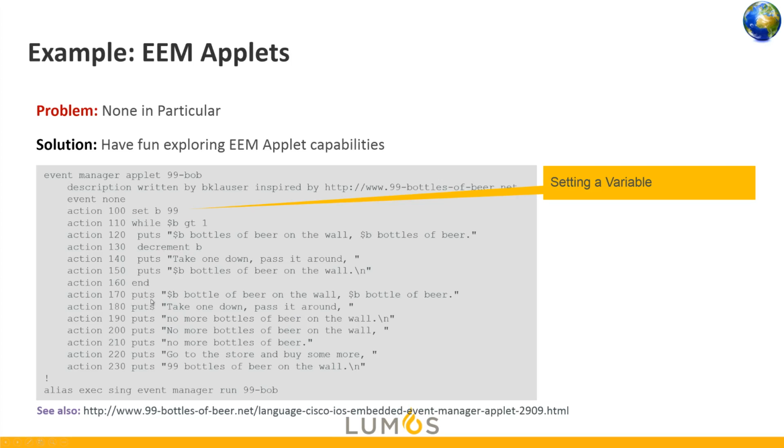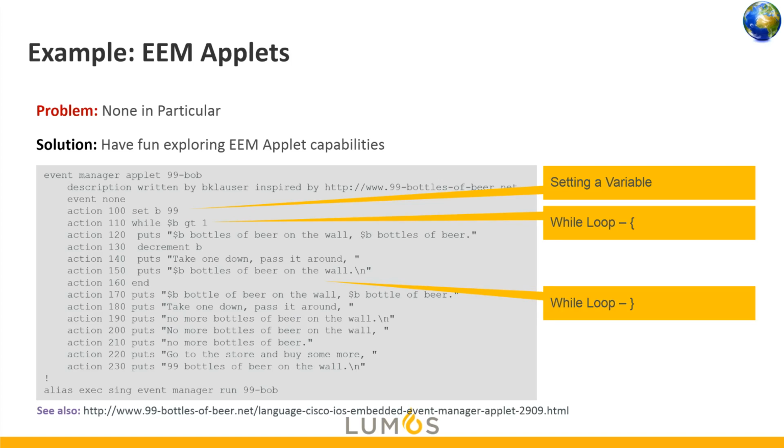At this point, if we were to run the alias exec, sing, that we had created for the event manager 99 bottles of beer, it would go through and run this. At the end, you're going to see there are no more bottles of beer on the wall. This has no real relevance in an actual IOS or NX-OS device, other than to explore EEM and see what we can do with it, given variables and for or while loops.